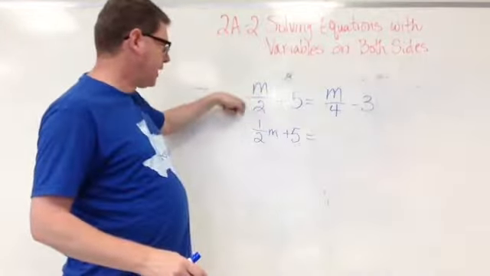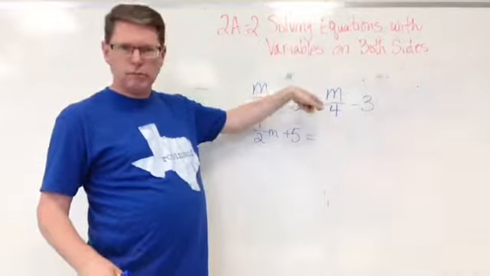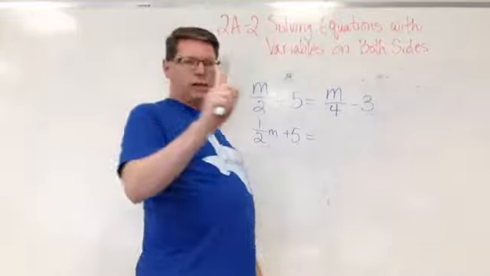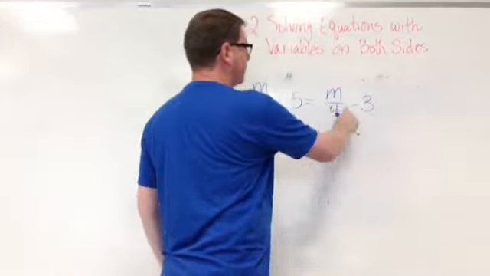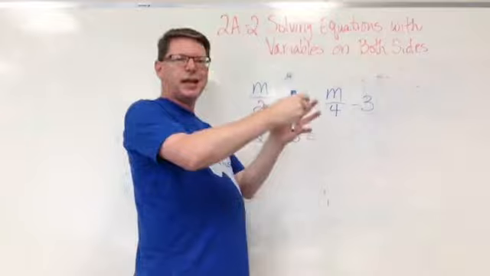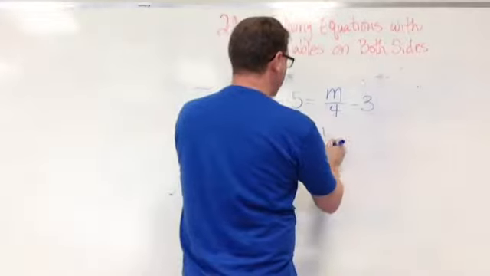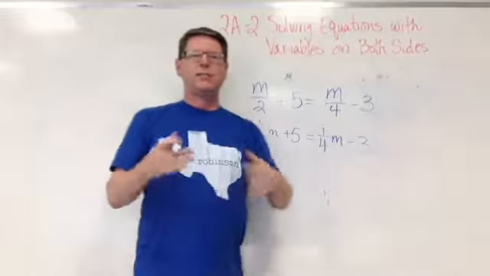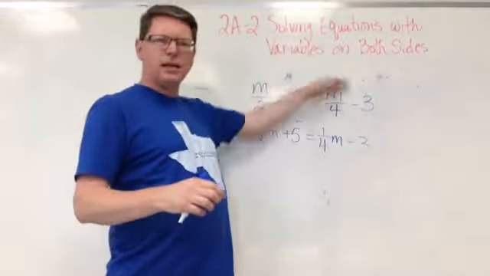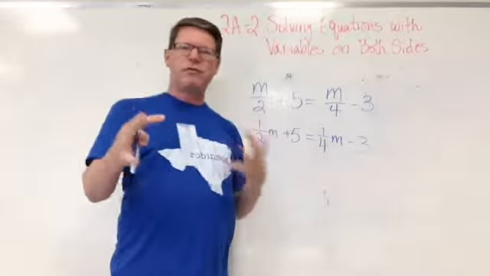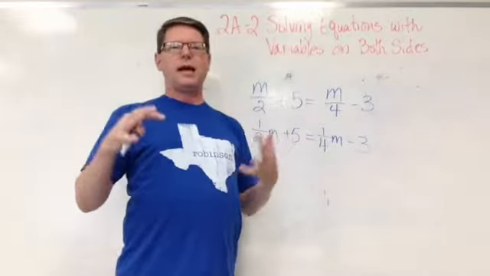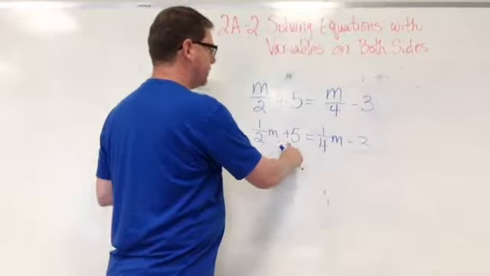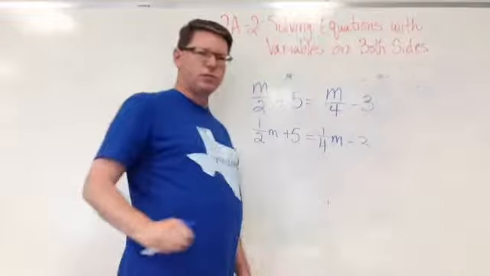Now if this was 1/2, then what is this? 1/4. And I'm going to tell you why. The coefficient of the m right now is a 1. So I've got 1m over 4. Well, if you take that m out, you can rewrite it as 1/4 m and then minus 3. It's important to do that because when you're combining like terms, you've got to know what your coefficients are in order to be able to add or subtract. Okay? So now I've got 1/2 m plus 5 equals 1/4 m minus 3.